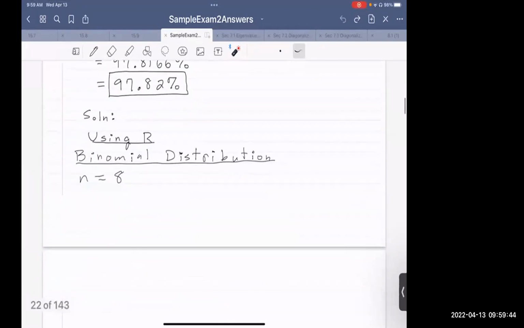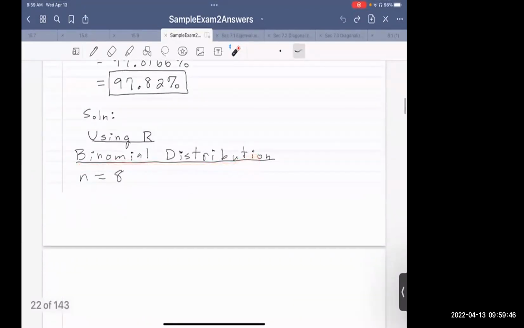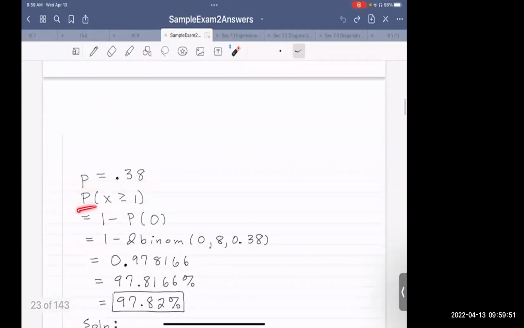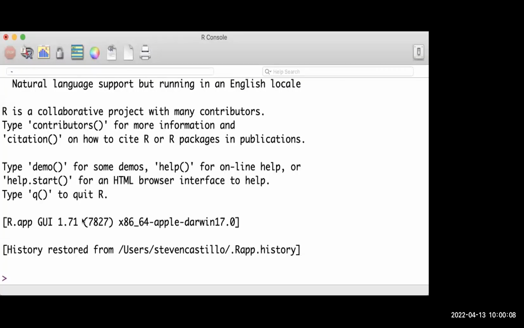And so let me use R. We have a binomial distribution. N is 8, P is 0.38. I want to find the probability X is greater than or equal to 1. So the same as finding 1 minus the probability X is 0. So I'm going to type in 1 minus dbinom 0, comma 8, comma 0.38.